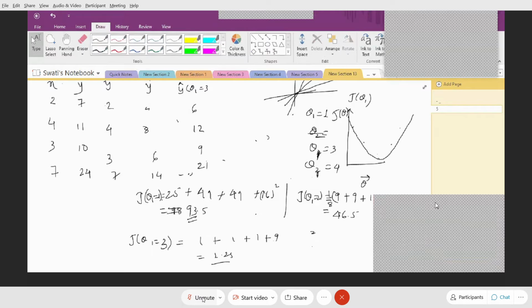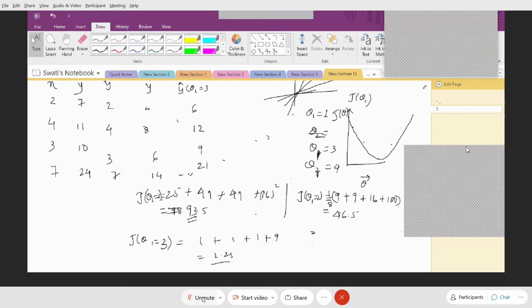What is the 2 in the equation? Which 2 in the equation? Like divided by 2m? I'll come to it. Don't worry, I'll come to it.